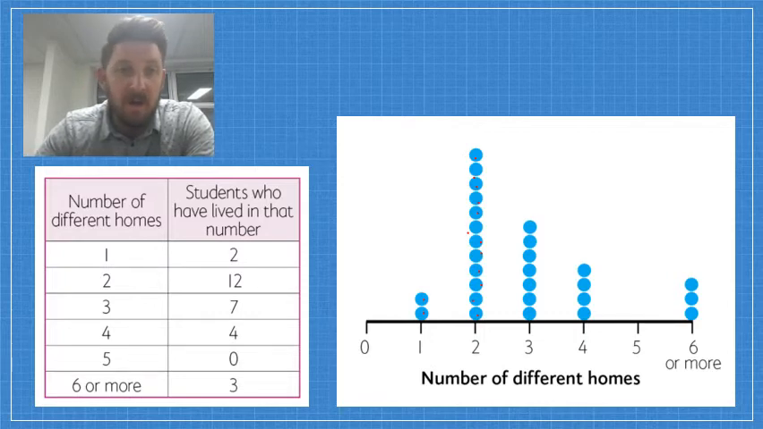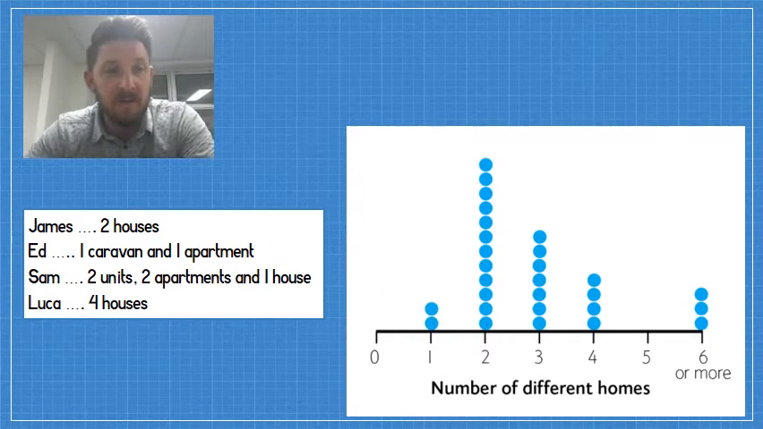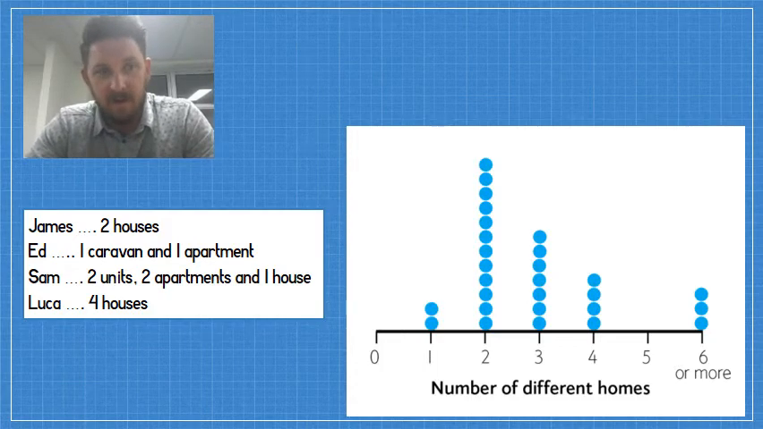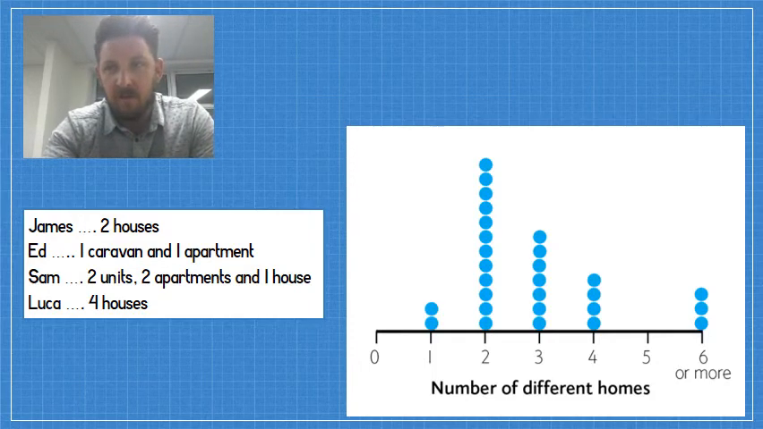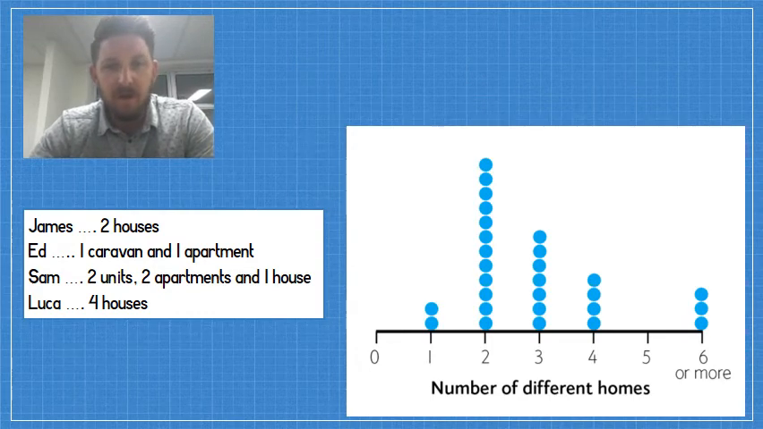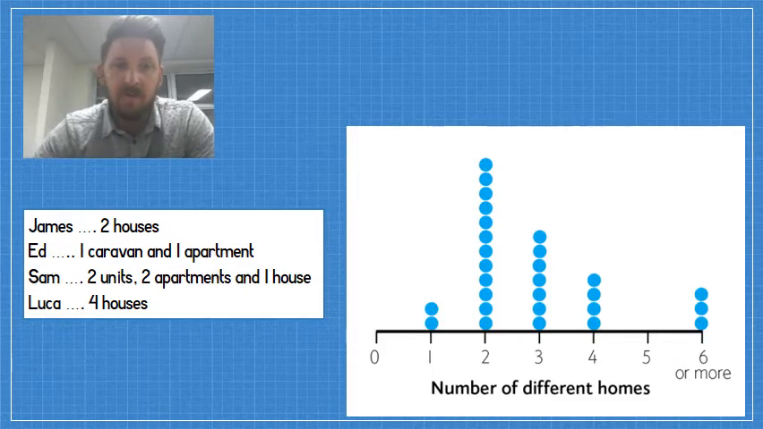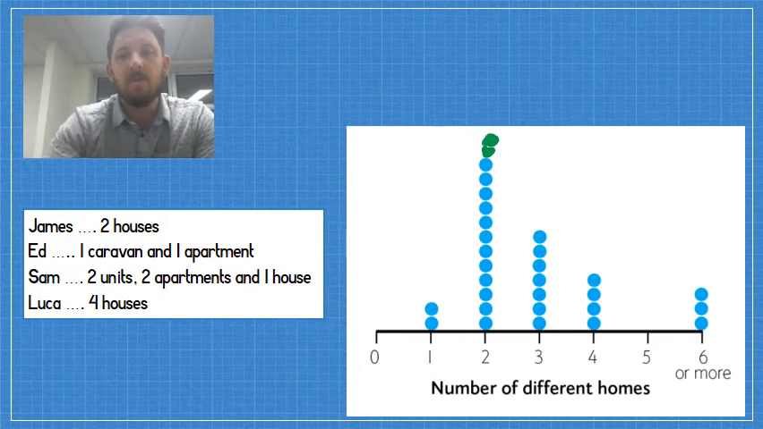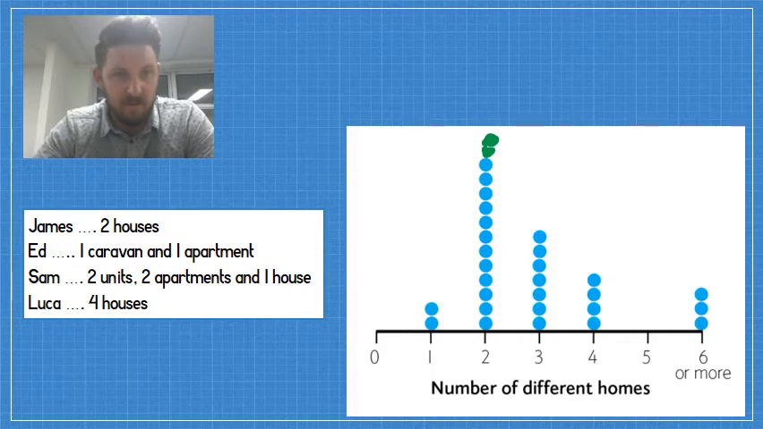Right, let's try one here where we need to add some information to it. So pretty much what happened, gents, is after I did my survey, I realized there were 4 students away in my class, James, Ed, Sam, and Luca. And they came and told me that they had been away and that they wanted to add to my graph. So I said, right, here's a dot, go and put it onto that dot plot and show me that you know how to do it. James said, I lived in 2 different houses. So James went and put his 2 dots on top of the 2. So we added 2 more to the people who have had 2 different homes.